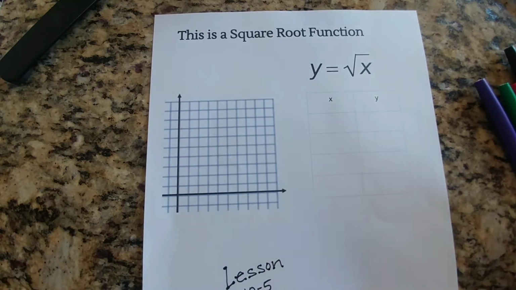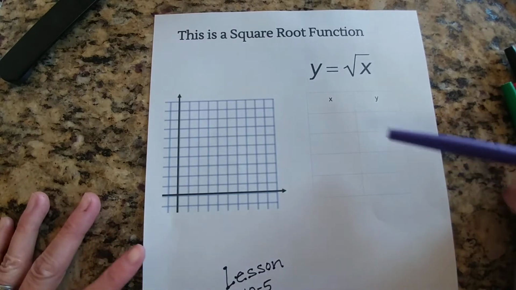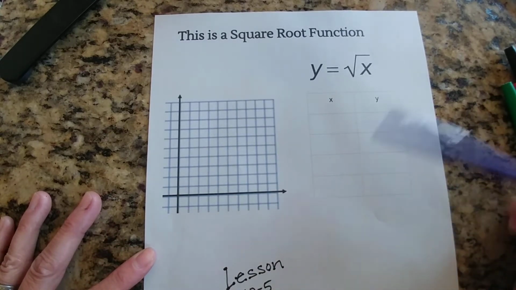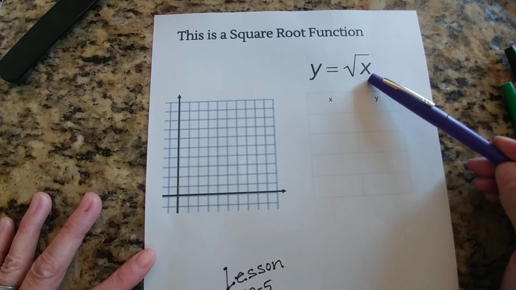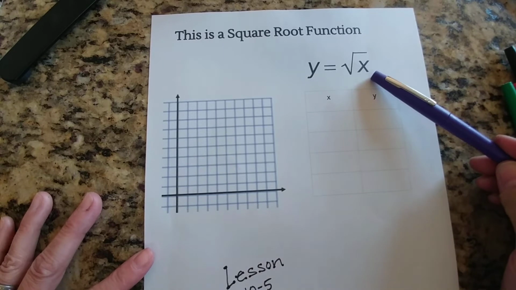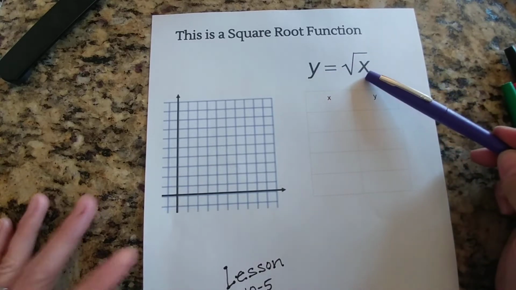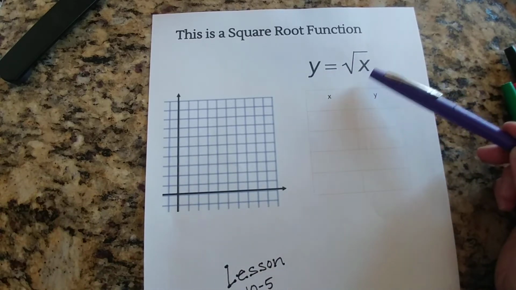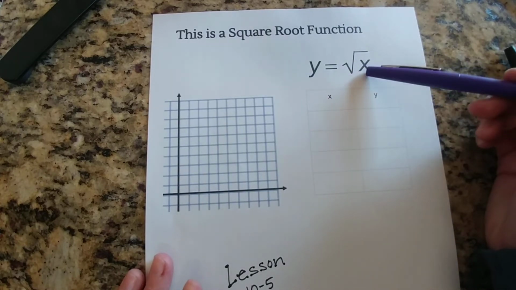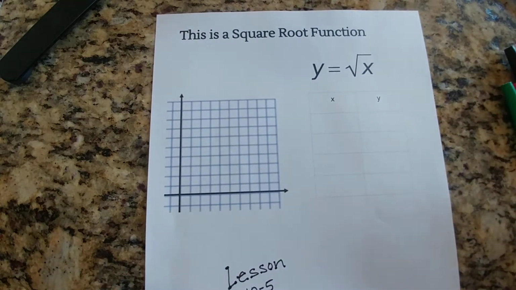In order to graph this, we're going to need a table of values. We're going to need some input values or a domain. Those are our x values. We'll take a look at where x is. It's underneath the radical. So you need to think about what you know about the square root of numbers. You can't take the square root of a negative number. So that means that this x right here has to be a number that's 0 or bigger.